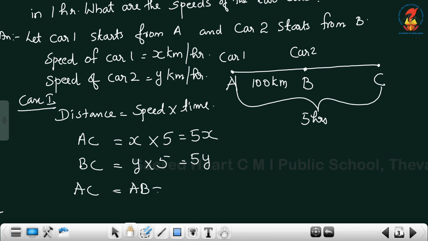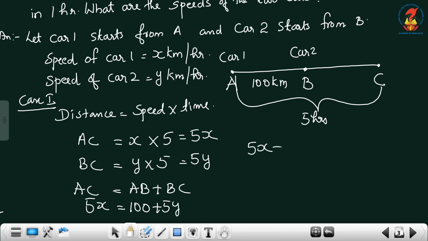In this figure, AC equal to AB plus BC, correct? AC equal to, what is AC? 5x. 5x is equal to AB, what's the distance AB? 100 kilometers, plus 5y. You just rearrange this. 5x minus 5y equal to 100. Okay, x minus y equal to 20. This is the first equation.